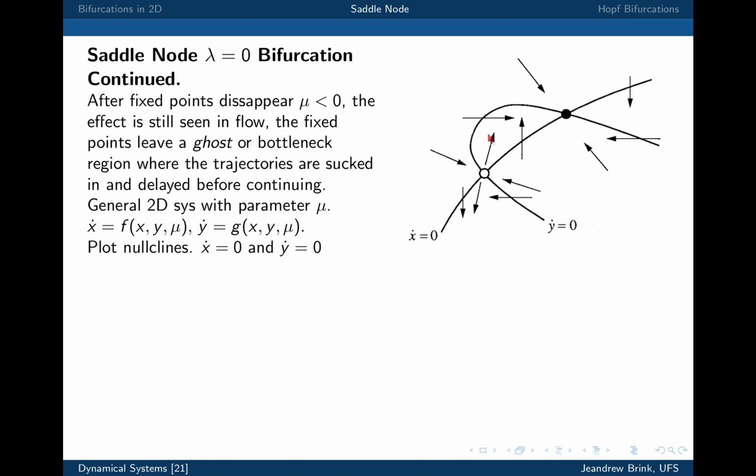And so just from the null lines, you can actually plot the phase diagram. So look at this. Where x dot is equal to 0, your motion is either up or down. So suppose it's down over here. As you cross the fixed point, typically it'll change direction, it'll go up.